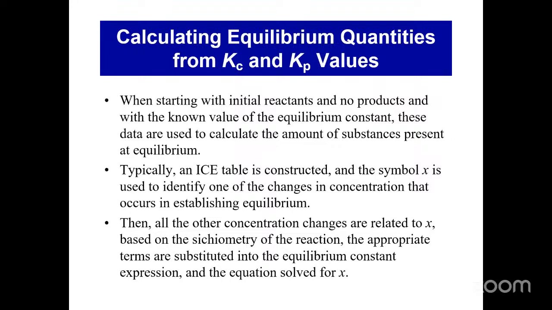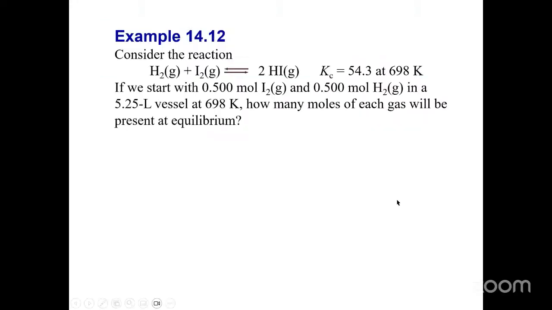So the best way to learn about how to do this is, of course, to go directly into an example. And here is one such example. It gives you the equation, it gives you the Kc value, and the question says, if we start with 0.500 moles of iodine and 0.500 moles of H2 in a 5.25 liter vessel at 698 kelvins, how many moles of each gas will be present at equilibrium? All right, so that's the question.